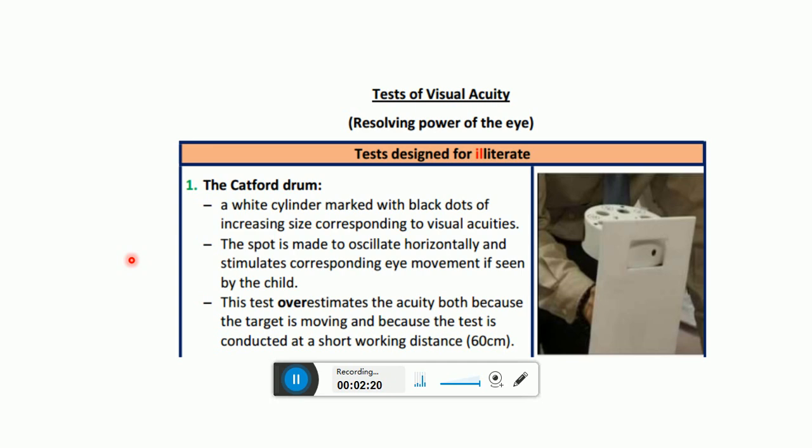At 4 months it becomes 6 by 60 or 20 by 200. At 6 months it becomes 6 by 36 or 20 by 120. At 1 year it becomes 6 by 18, and at 2 years the visual acuity becomes 6 by 6. The visual acuity milestones according to age are: at 29 weeks of gestation, the infant should achieve the pupillary reaction milestone.